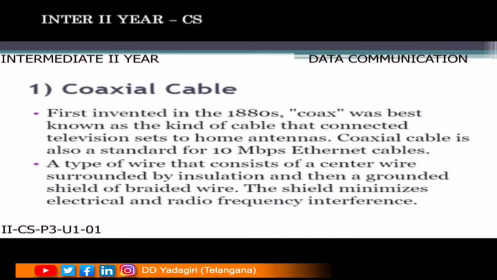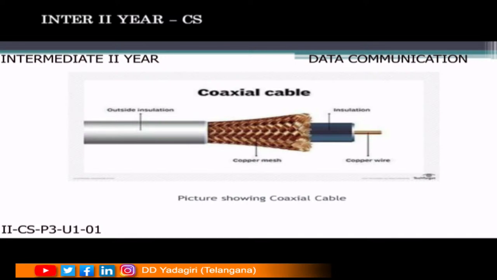First, coaxial cable. First invented in the 1880s, coax was best known as the kind of cable that connected television sets to home antennas. Coaxial cable is also a standard for 10 Mbps Ethernet cables. A type of wire that consists of a center wire surrounded by insulation and then a grounded shield of braided wire. The shield minimizes electrical and radio frequency interference.